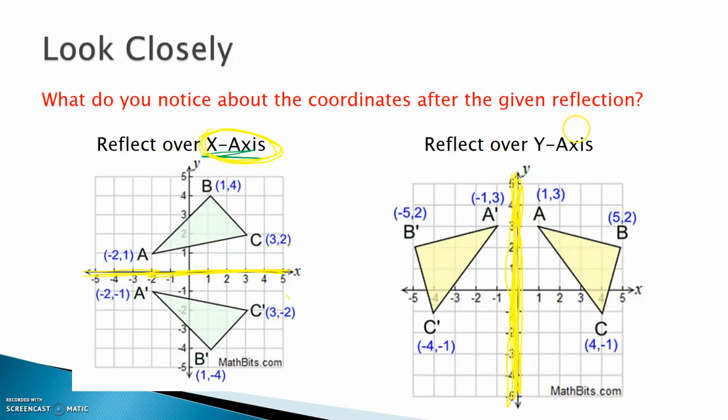Now, what happens when I'm reflecting over the y-axis? Well, the y's actually stay the same, and it's my x values that are changing signs. I'm taking the opposite of the x. So one way to remember it: if you're reflecting over the x-axis, the x's stay the same, change the y's. If you're reflecting over the y-axis, the y's stay the same, change the sign of your x's.